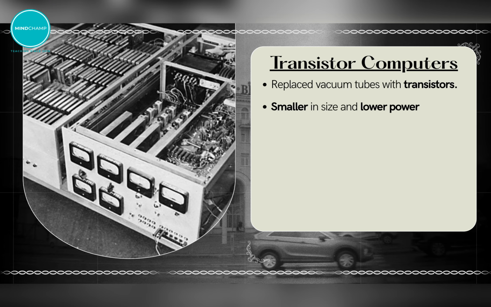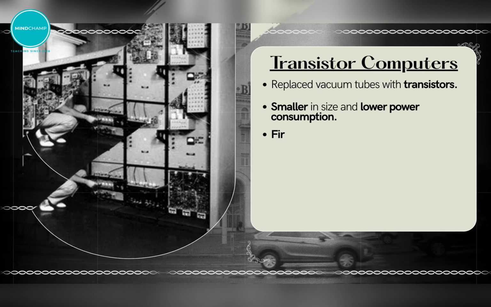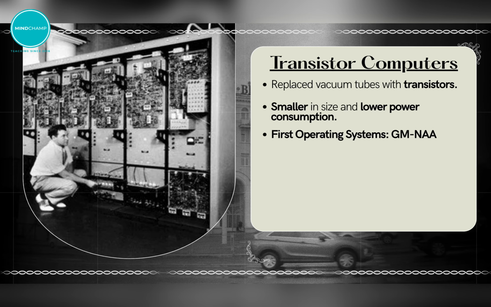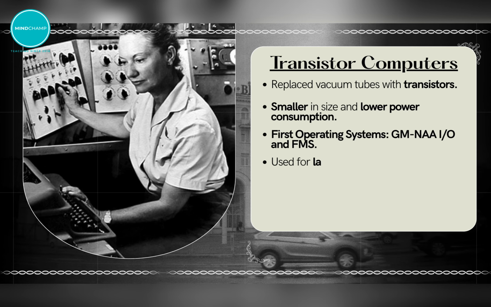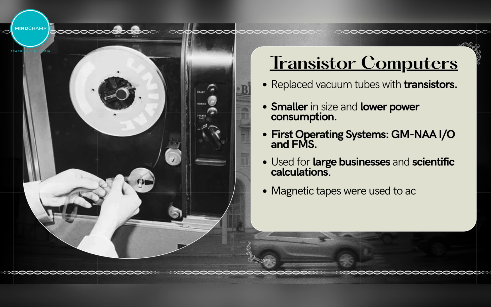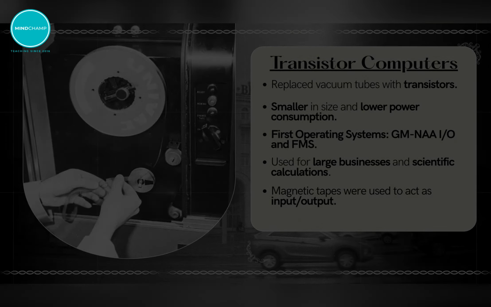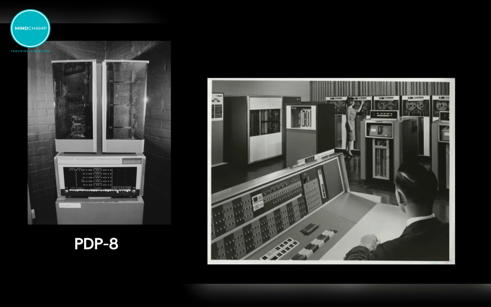They were smaller and used less power. The first operating systems were used in this period. These computers were used for large businesses and scientific calculations. Magnetic tapes were used as an input and output device. Examples are the PDP-8 and IBM 7090.